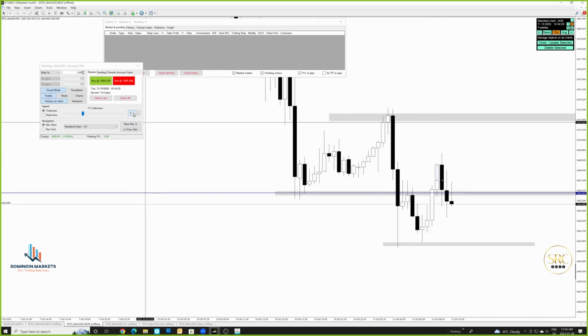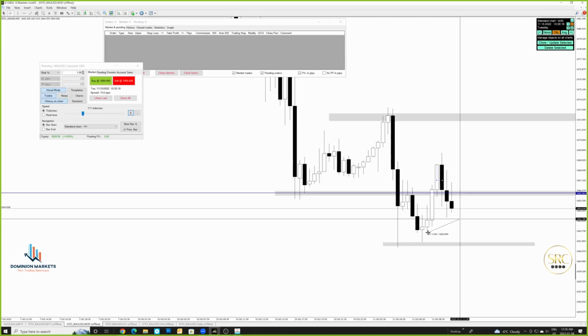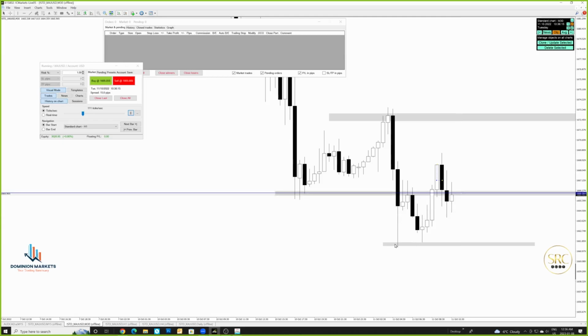I mean, it closed below the range, but it's still not enough range. It's like 11, 10 pips. What are you going to do with 11, 10 pips? Nothing. With 11, 10 pips, you can't even buy diapers on a 10-cent lot if you get 10, 11 pips.